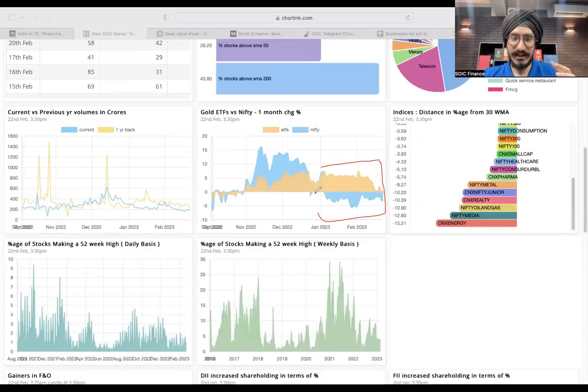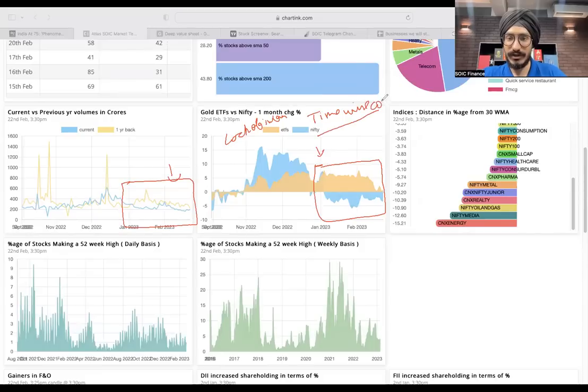You'll see similar in both these phases that both the tools are indicating the same thing, that there is a lack of interest. What this typically means is that we are going through a time-wise correction or time-wise consolidation period. Here we are going through time-wise correction. This typically indicates that gold has started outperforming Nifty as well.